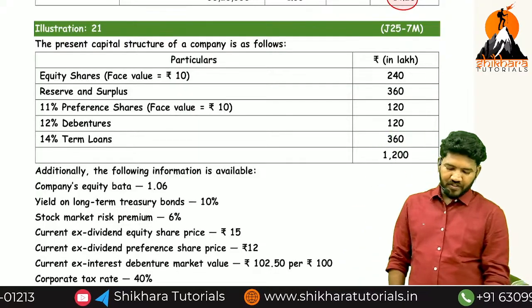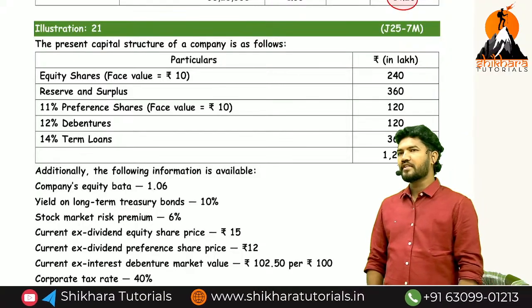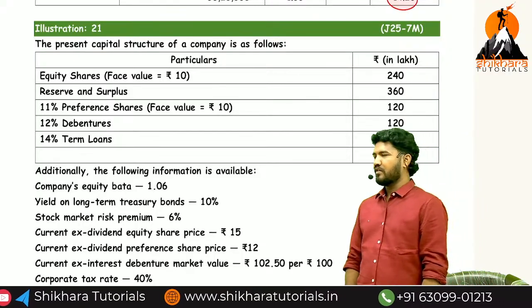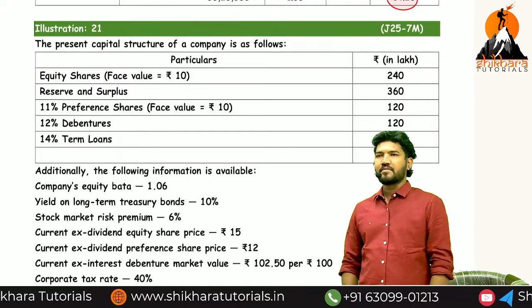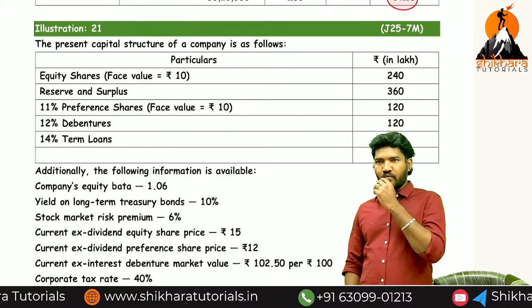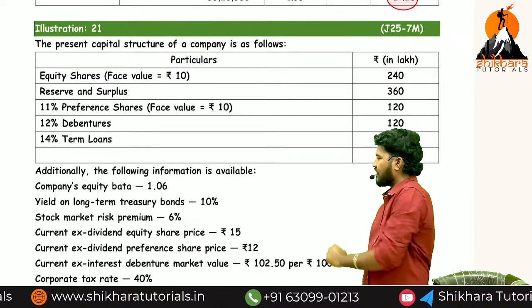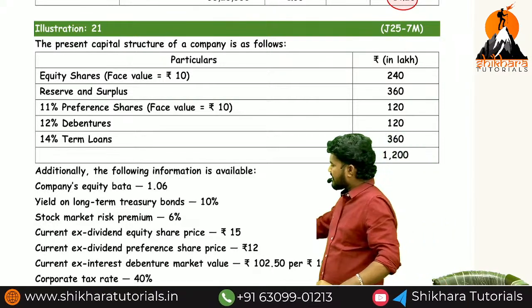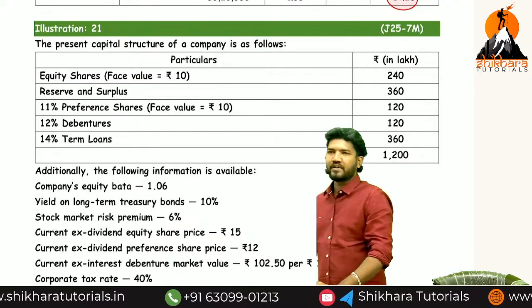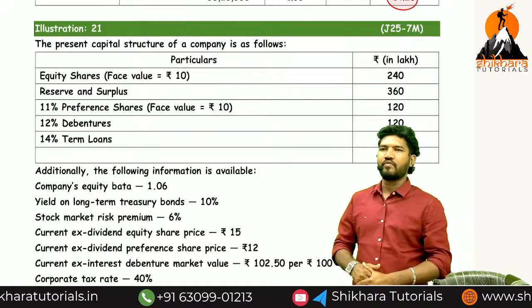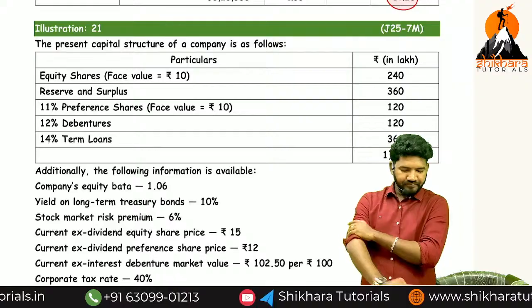Next, 11% preference shares. Here also the face value: generally we assume 100 rupees if there is no information. But here it is 10. And also I said, don't take your own assumption. Consider the additional information given related to the preference shares. You can see the preference share market price, current ex dividend preference share price 12 rupees. The nearest value of the assumption is 10 rupees. Guys clear? Okay, then fine.